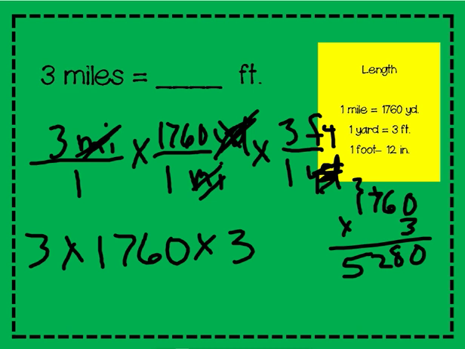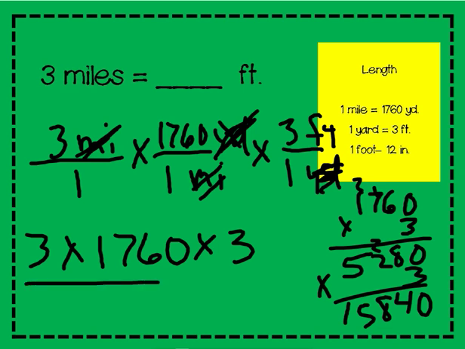3 times 1,760 is 5,280, and 5,280 times 3 gives us 15,840. So 3 miles is equal to 15,840 feet.